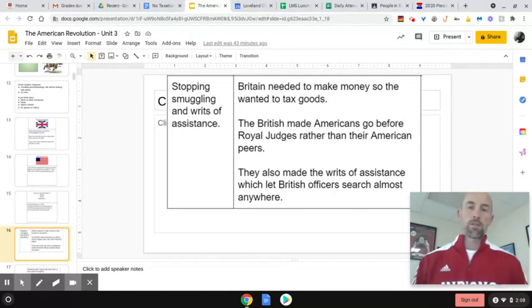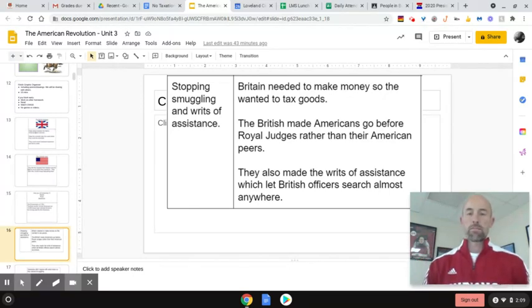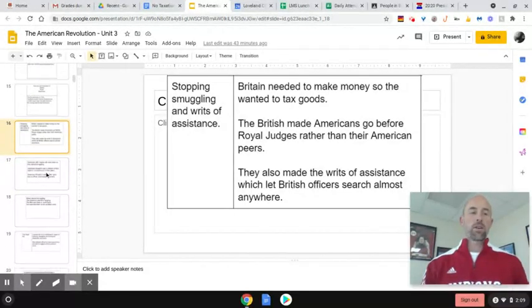Britain needed to make money, so they wanted to tax goods. The British made Americans go before royal judges appointed by the government of Britain rather than their American peers, because if a citizen went to an American court in front of an American judge, they were often found not guilty. So the Brits tried to make a way around that. And then they also made the writs of assistance. Funny words for basically saying that the British officers could search almost anywhere. They didn't need a search warrant. They could just go wherever they wanted and search for smuggled goods. And I think the Americans aren't going to like that.